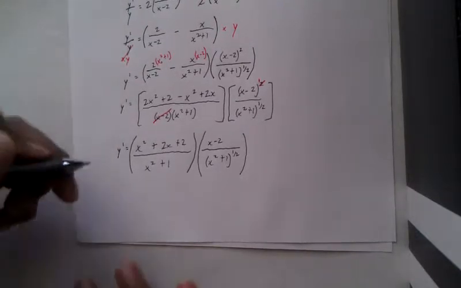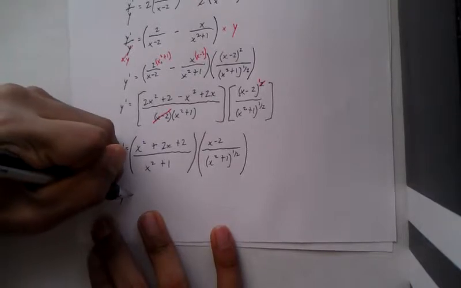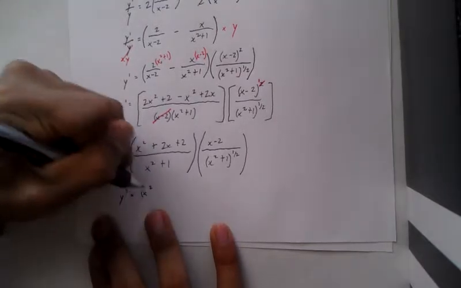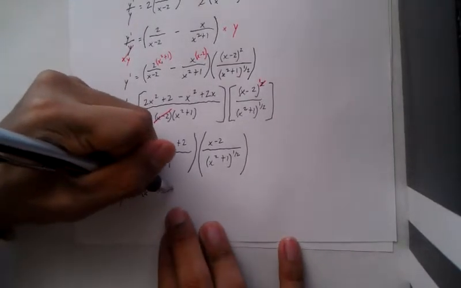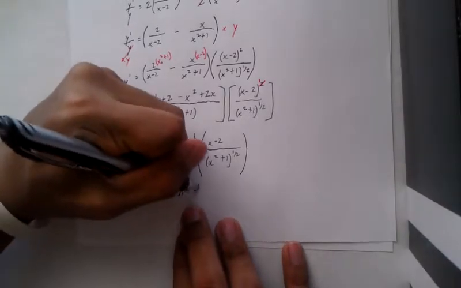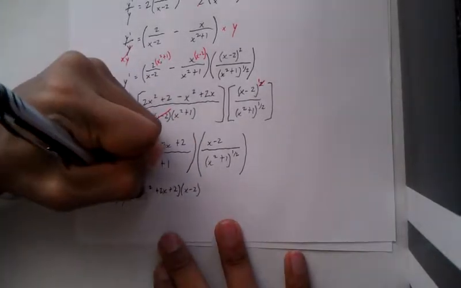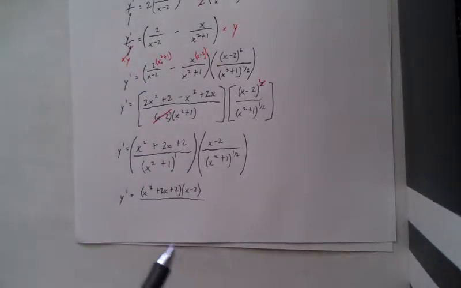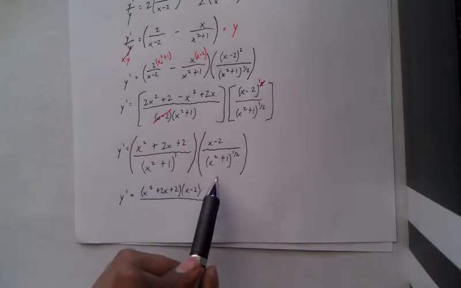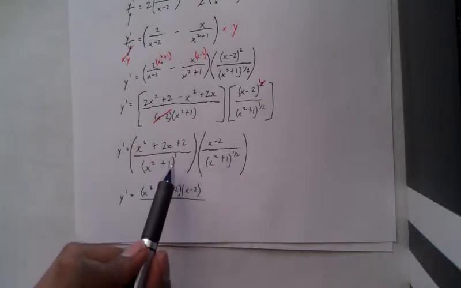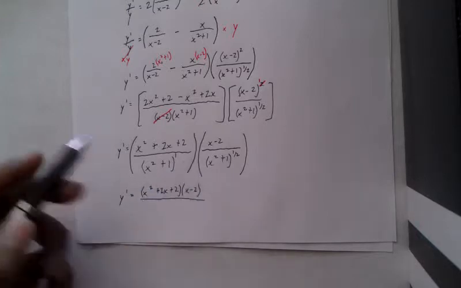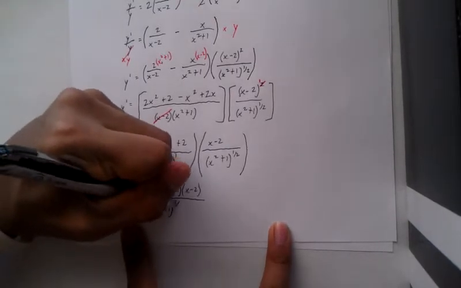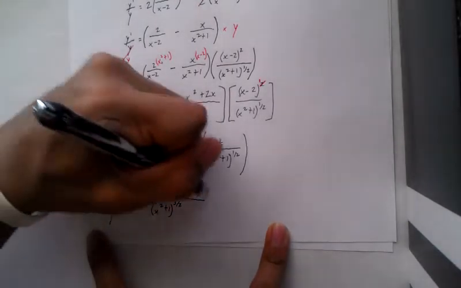And finally, if you just distribute across, you can get y prime equals, I'm just going to leave the numerator in factored form rather than distributing it all out, all over. Remember that this is to the first, so when you multiply, you just add the exponents. So 1 plus 1/2 is 3 halves. So (x squared plus 1) to the 3 halves. And there is your derivative.